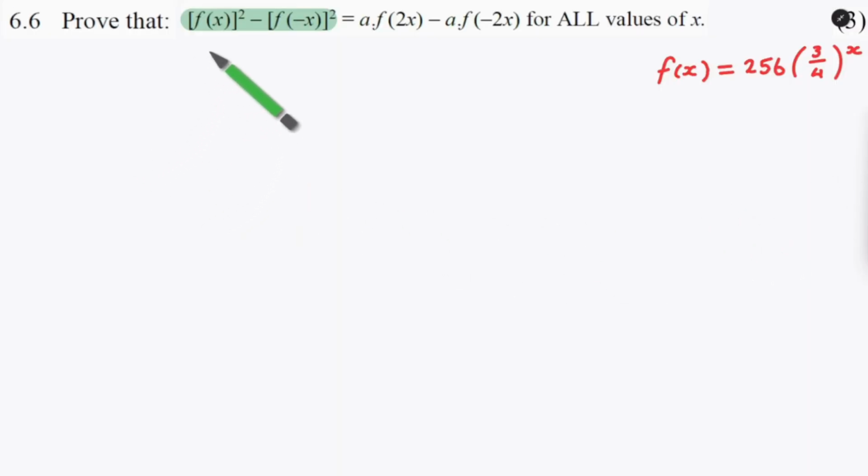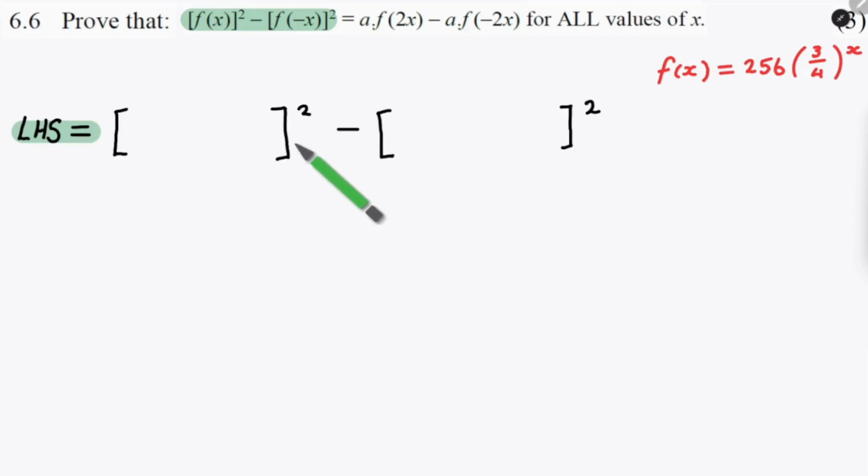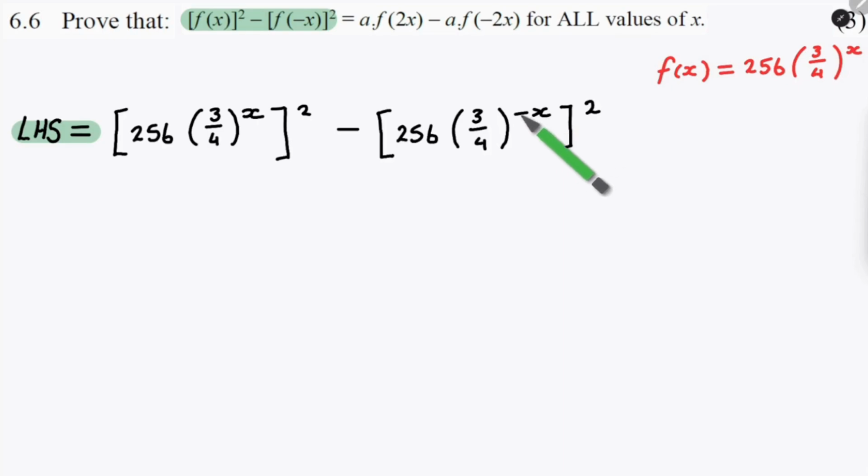In 6.6, we've got a bit of hieroglyphics over here, and we need to prove that this mess is equal to that mess. We're going to start with the left hand side. I'm going to keep the structure exactly the same. So this f of x, I'm going to replace it with f of x's equation inside the square bracket over here. And then you can see I'm still maintaining that square on the outside of the square brackets. Then I'll put that minus here. Now f of negative x is giving you instructions to replace this x with a negative x. So you can see I've done that inside over there.